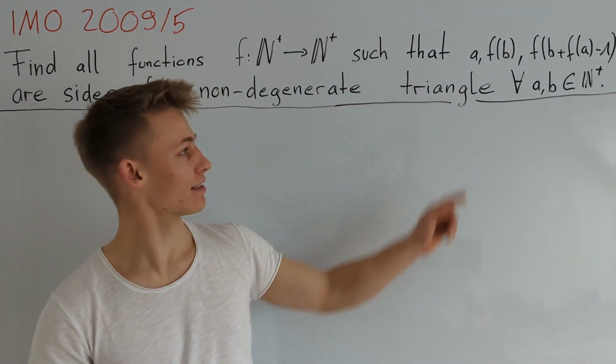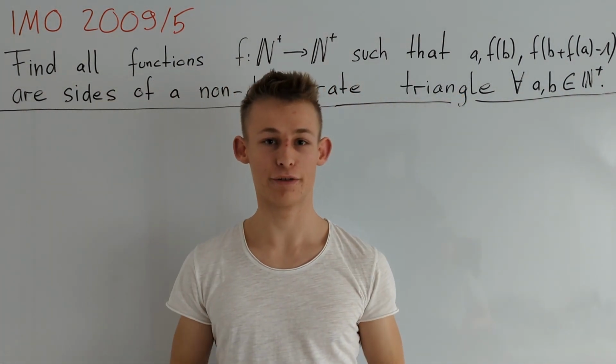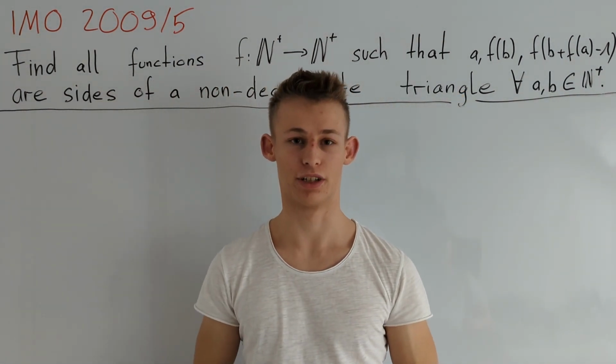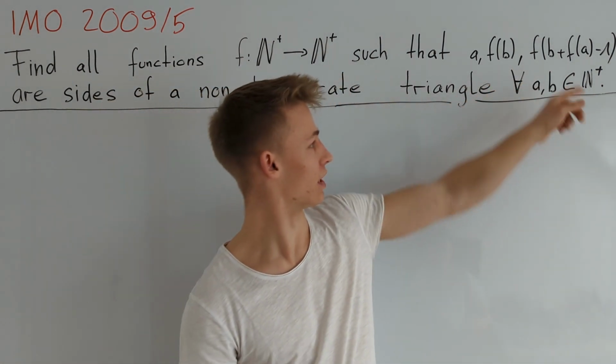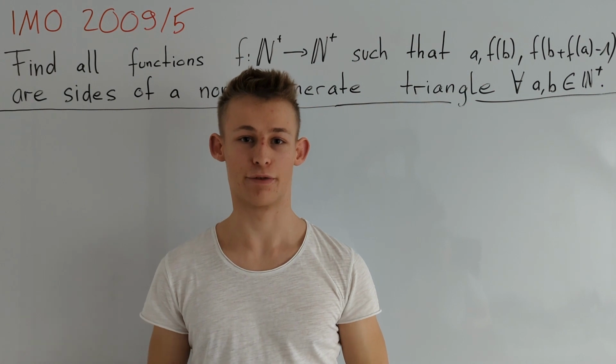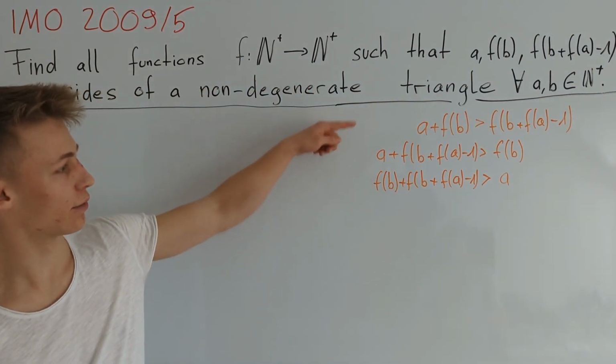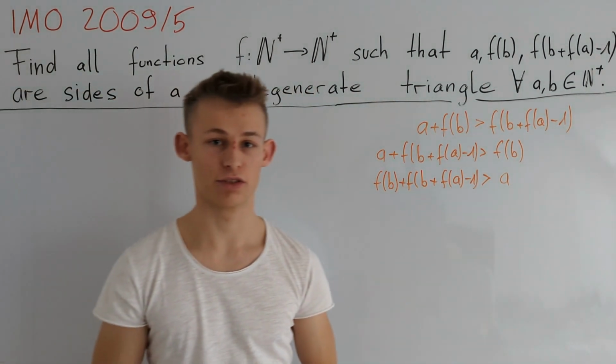These three sides form a triangle if and only if the triangle inequality holds. This means that the sum of two of these three lengths must be greater than the third one. So these three inequalities are equivalent to the problem statement.